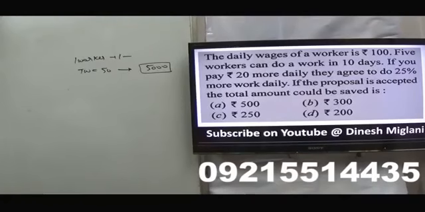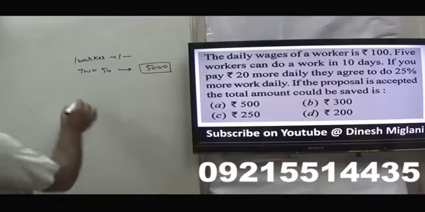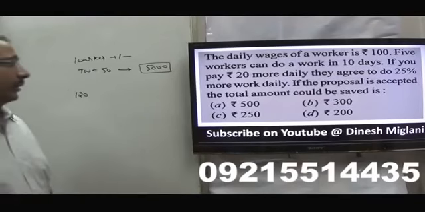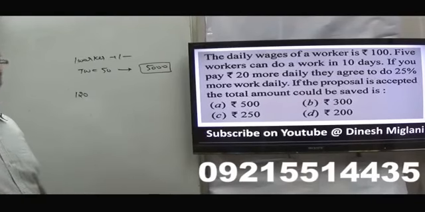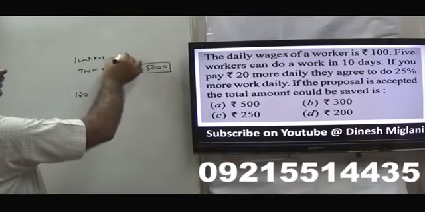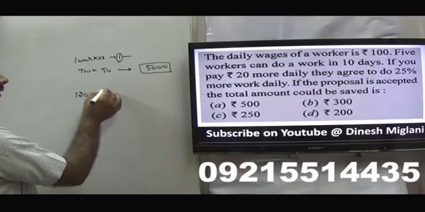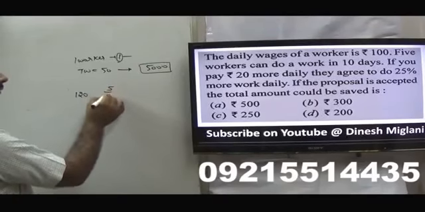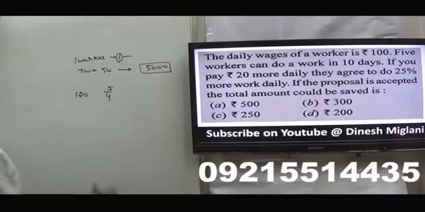Now, it is given that if you agree to pay rupees 20 more daily to them, their daily salary is rupees 120, right? Now, first you are told they do 25% more work. If they do 25% more work per day, it means earlier they were doing one work in a day, now they are doing 1 plus 0.25, that is 1.25, or we may say 5 by 4 work. In a day, workers are 5, so they are doing 25 by 4 work in a day.